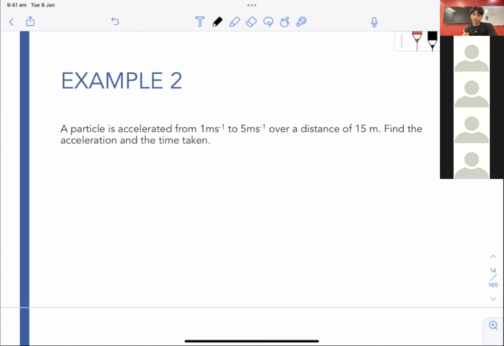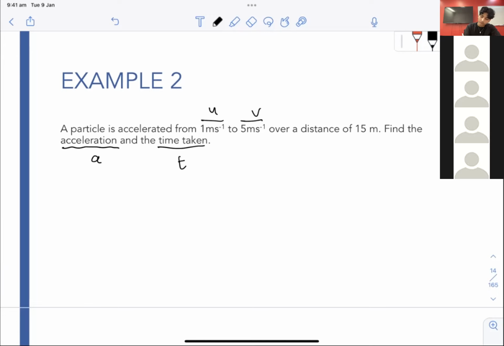Right, number 2. A particle is accelerated from 1 meter per second to 5 meters per second over a distance of 15 meters. Find the acceleration and the time taken. Okay. So a few variables here again. We're finding the acceleration, we're finding the time, and we're given the initial and final velocities. So we have again v, u, a, and t, except we're being asked for 2 variables.